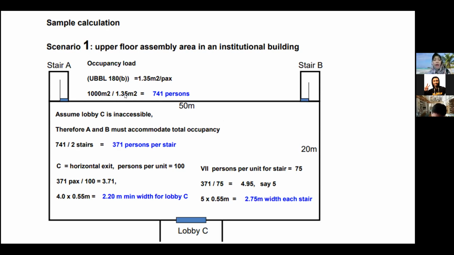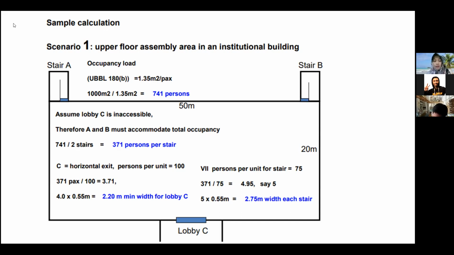So divide by 1.35. Where do we get 1.35? You refer to UBBL 180. It says that for an institutional building, per person is about 1.35 meter square. Space per person. So our estimation is about 741 persons for this building.